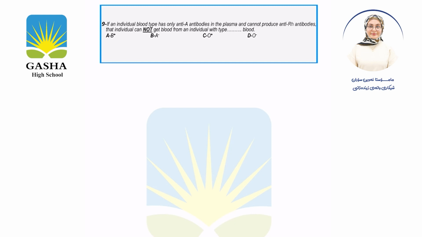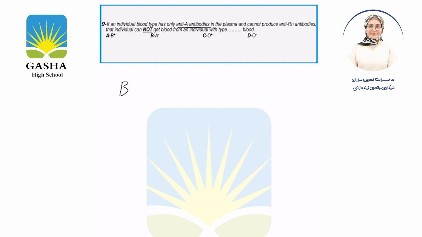So in here, we have to find out what the blood group of that person is. After that, we will know who it can receive blood from. Who can it get it from? Here, it contains only anti-A antibody, so we can find out this way that the blood group of that person is group B.